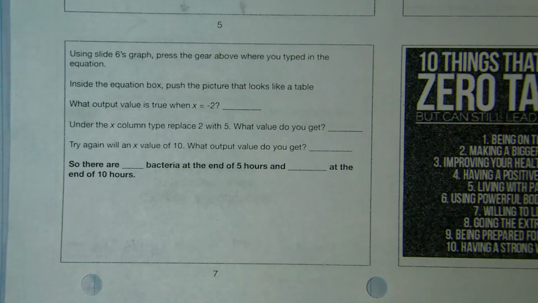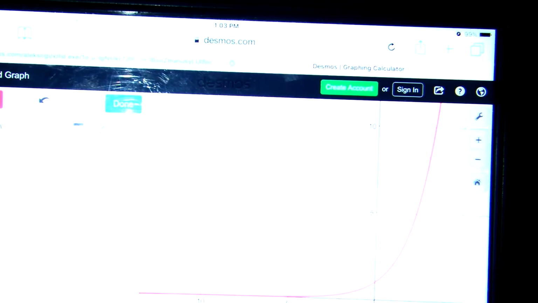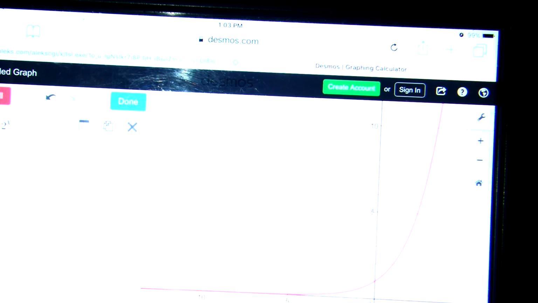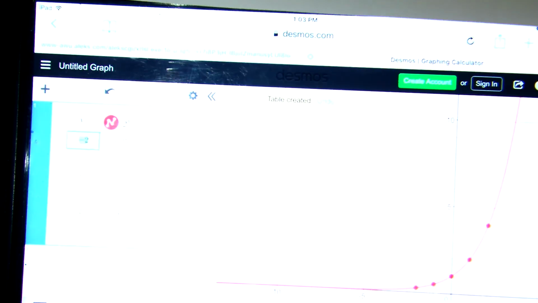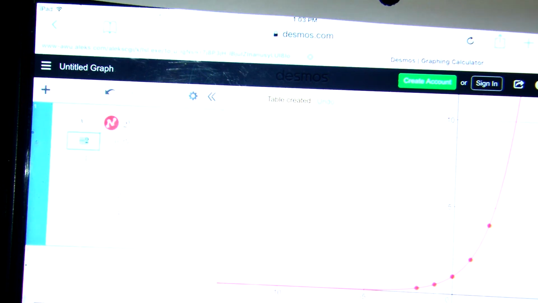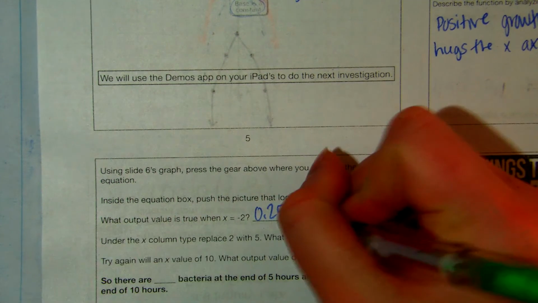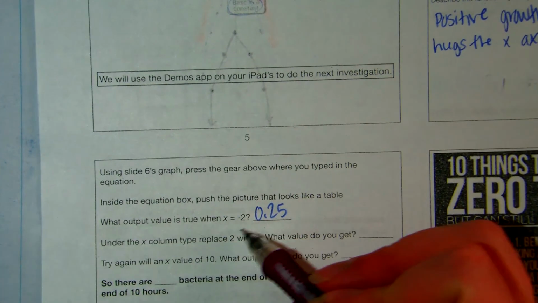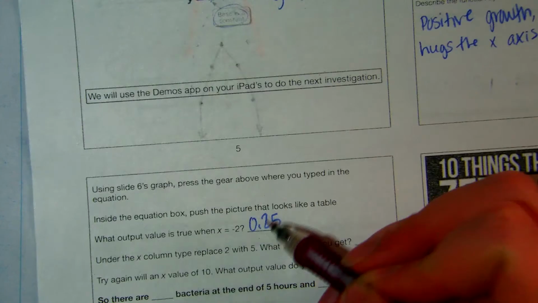Using the slide 6 graph, or what's on your calculator, Desmos, press the gear above where you typed in the equation. Press this gear. Okay, then it says, inside the equation box, press the picture that looks like a table. So I did that. What output value is true when x equals -2? So that would be 0.25. If we're thinking about this in time, -2 hours doesn't really exist. There isn't even a whole bacteria there.